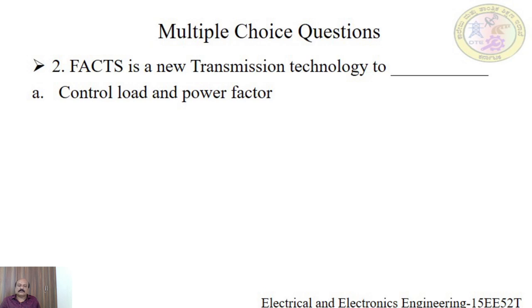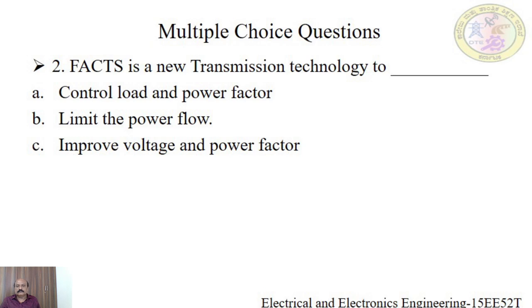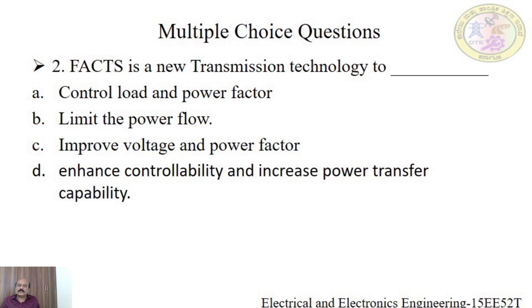Control load and power factor, limit the power flow, improve voltage and power factor, enhance controllability, and increase power transfer capability. As we have already seen in the performance of the transmission system, the new technology FACTS enhances the controllability of the power system and at the same time increases power transfer capability. Therefore, option D may be appropriate. Yes, the answer is D.